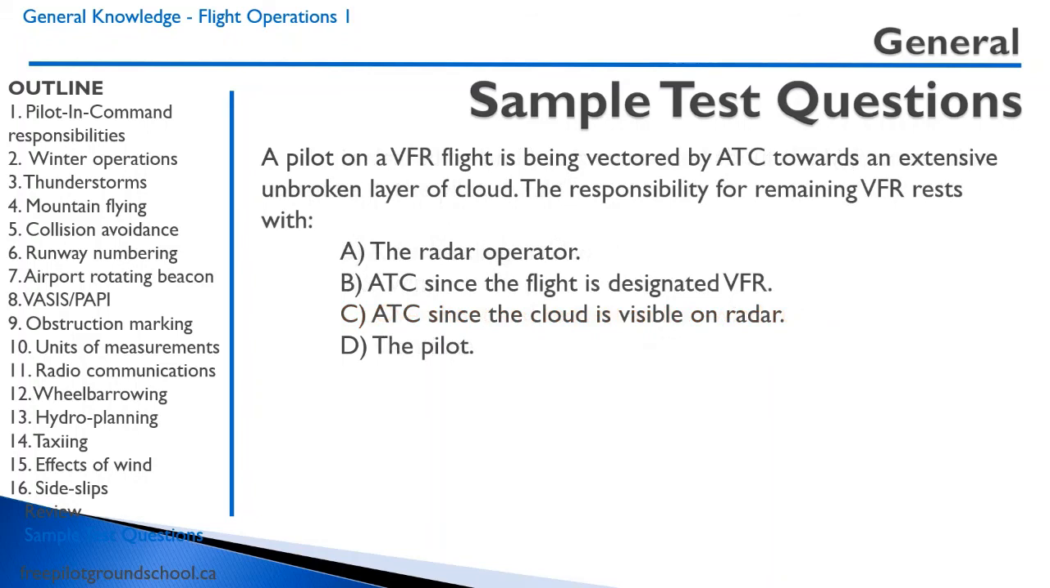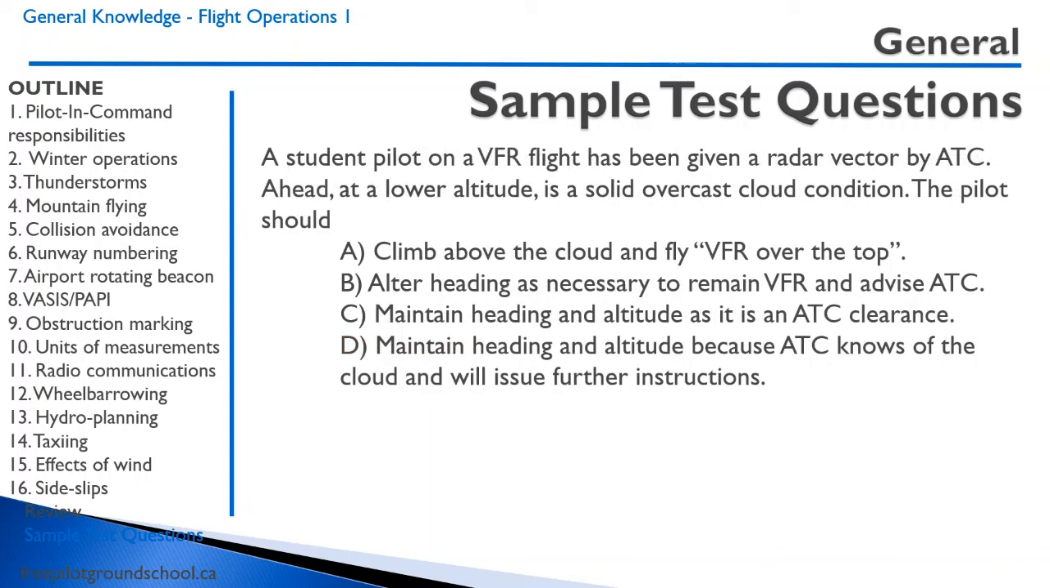A pilot on a VFR flight is being vectored by ATC towards an extensive unbroken layer of cloud. The responsibility for remaining VFR rests with A, the radar operator. I'm not even sure what that position is. I've never heard of a radar operator since like the Second World War. B, ATC, since the flight is designated VFR. No, remember, ATC has no responsibility to you. It's all your responsibility. C, ATC, since the cloud is visible on radar. No. D, the pilot. That is correct. You should know this from our first lesson.